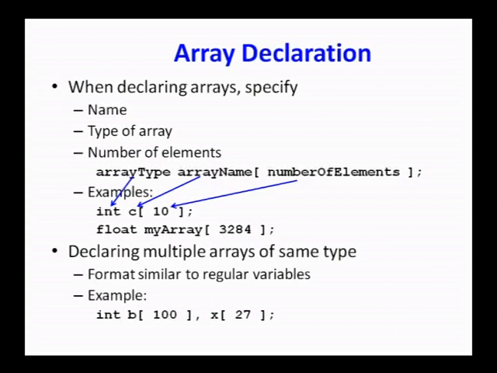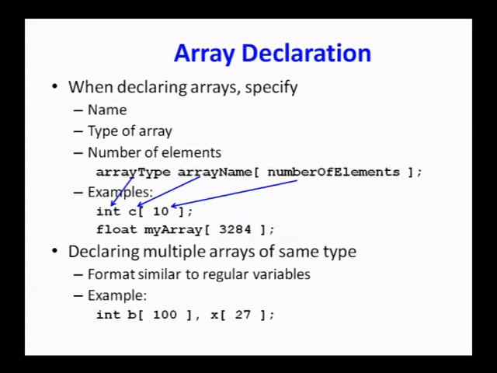In the same manner, we have another array declaration, that is float myArray, and within the subscript we are giving the size of the array, that is 3284. What does this declaration mean? I have an array called myArray which consists of floating point data types, and the number of elements that I could place in my array is 3284 floating point numbers.